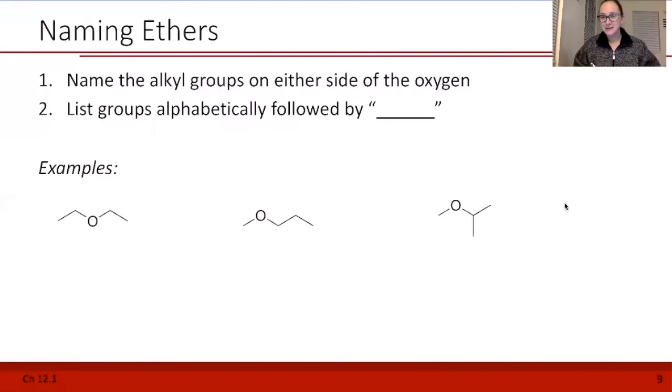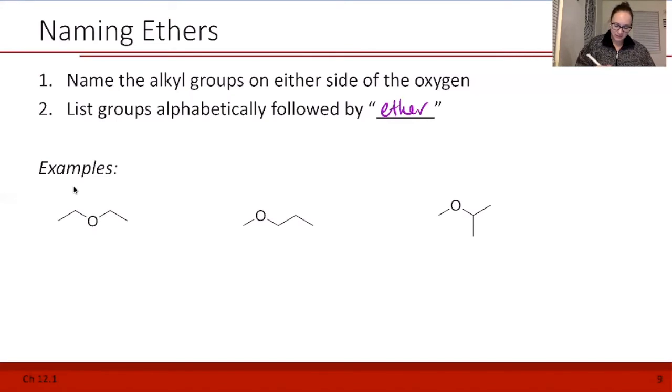Naming ethers, off my sidetrack. We're going to name the alkyl groups on either side of the oxygen. So this is actually pretty different than what the naming has been for pretty much everything else. So we take the ether and we just name the alkyl group on either side. Then we list the groups alphabetically, each of those groups on either side, and follow it by ether at the end.